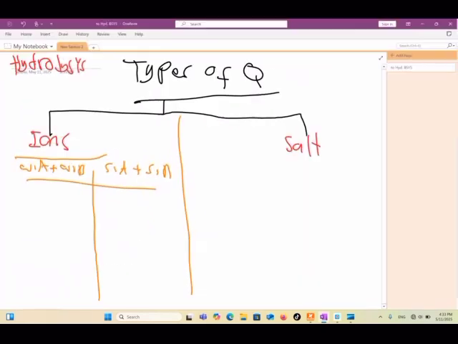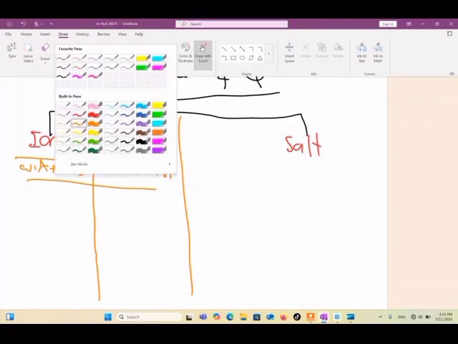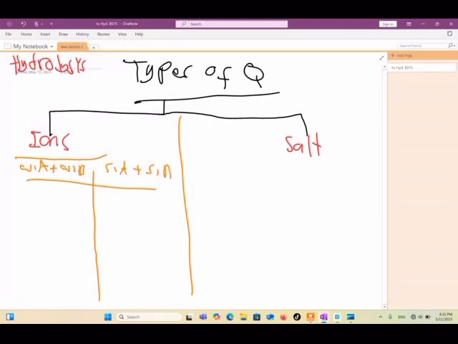Those ions that we obtain from weak acids and weak bases undergo hydrolysis. But the ions from strong acids and strong bases do not undergo hydrolysis. Okay, let us provide a few examples.